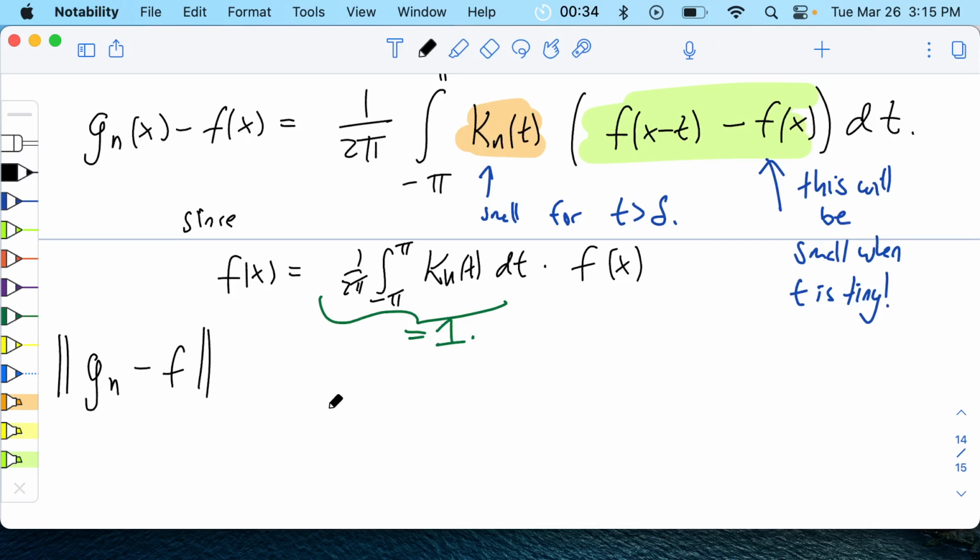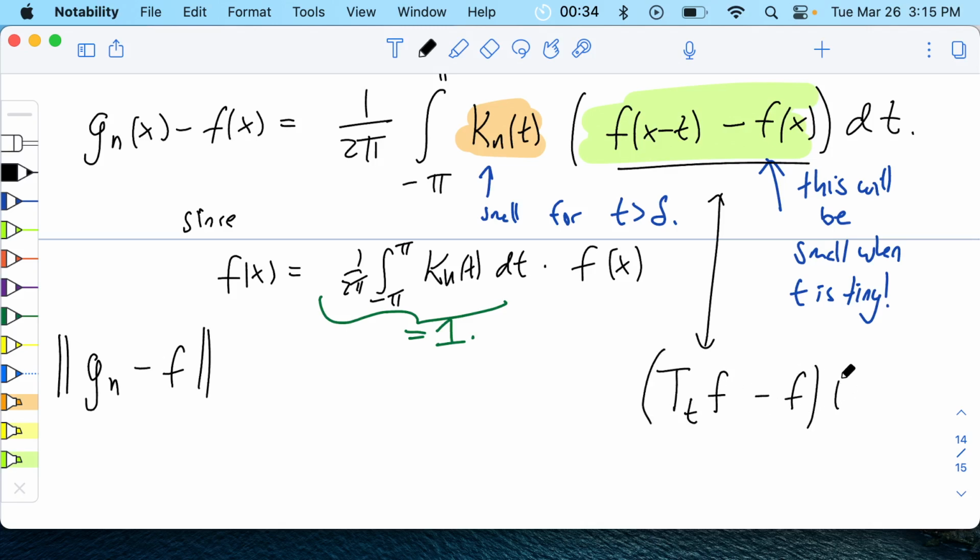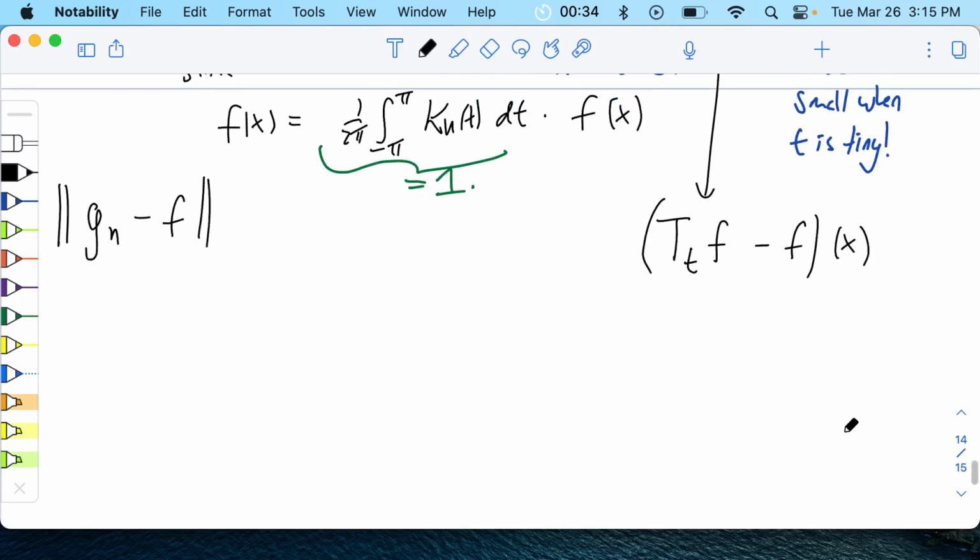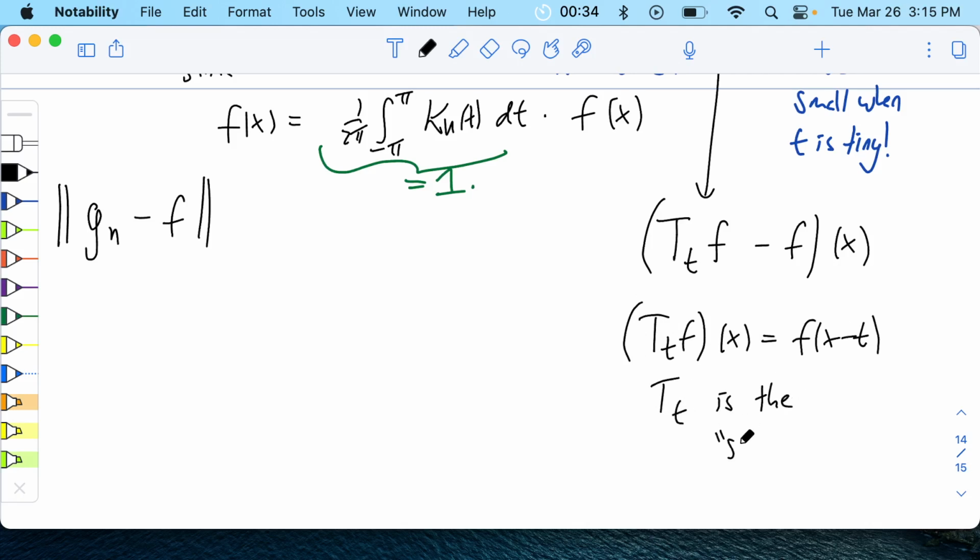Before I write it, I'm going to give this thing a name, because when I integrate over x, this thing becomes a little annoying. I'm going to call this thing Tt of f minus f of x, where Tt is the shift operator. Tt of f is the function f of x minus t. T is the shift by t operator. So it inputs the function f and it outputs a shifted version.